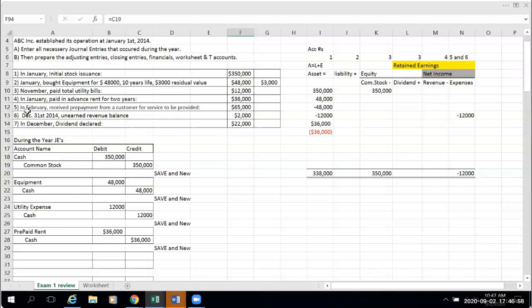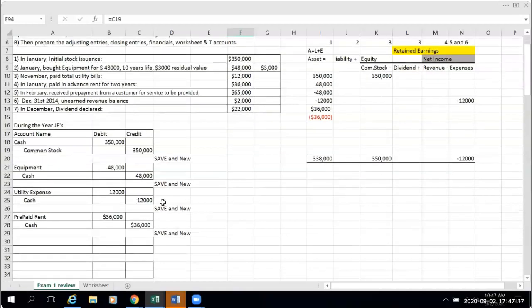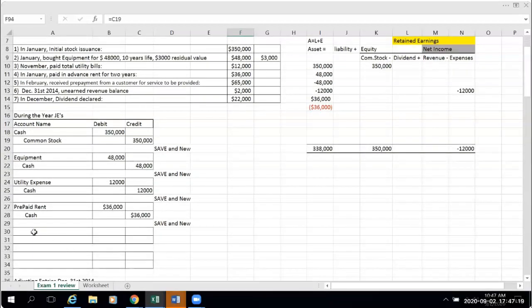It says in February, one of our customers paid us $65,000. So we received prepayment from a customer for a service to be provided in future. Perfect. We got $65,000. So what do you do with 65? Very easy answer. You put the $65,000 into your pocket close to you, debit.